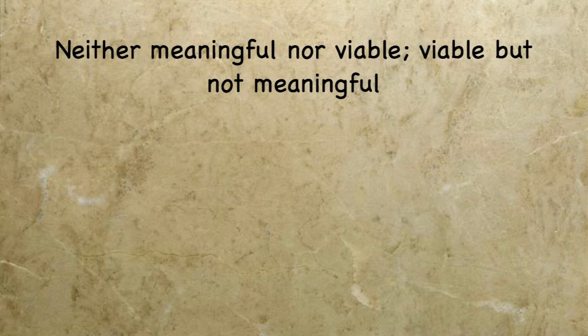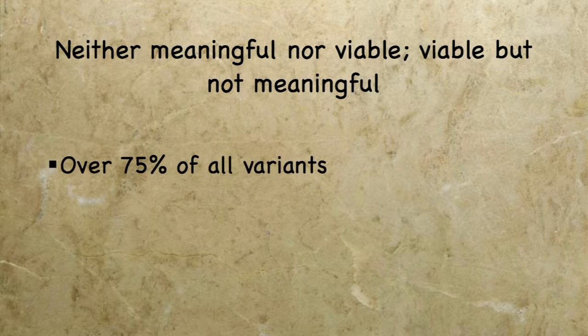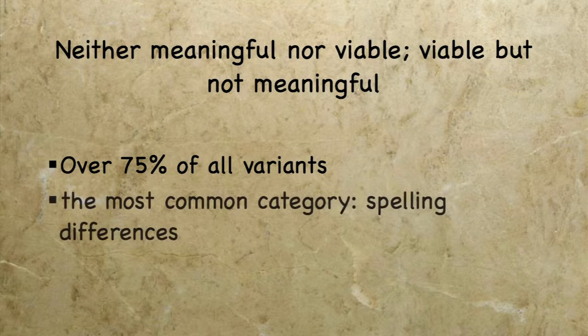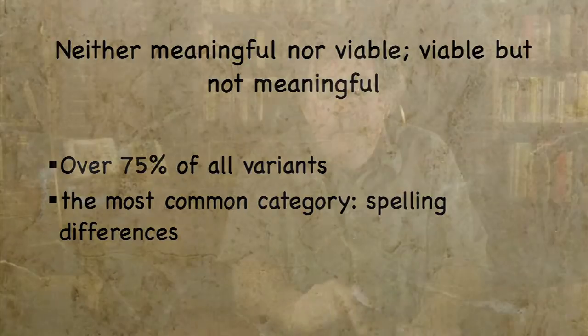That means that it doesn't affect the meaning of the text, and they don't have much plausibility of going back to the original. In fact, we'll take this category with the next one, those that are not meaningful but are viable, and we'll group those 2 together. Well over 75% of all of our textual variants belong to these 2 categories. The most common kind of change we have among our manuscripts are spelling changes. And the most common spelling change we have among the manuscripts is what's called a movable nu.